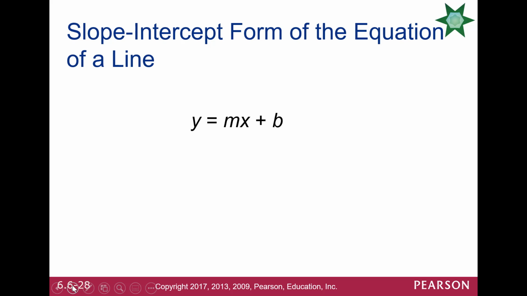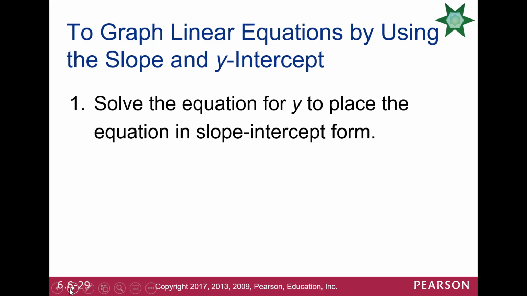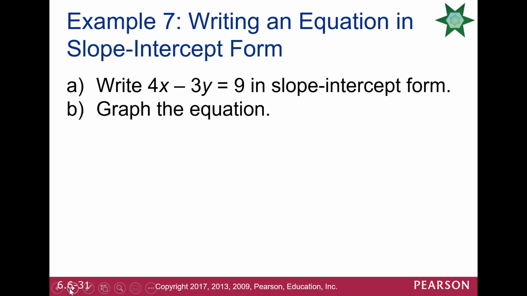If you have an equation in the form y equals mx plus b, we call this slope-intercept form, like y equals 3x plus 2. The coefficient of x, the number multiplied by x, is your slope, and this is your y-intercept. So that's kind of a shortcut to graphing sometimes. So for example, if you can get an equation in that form, it might help you graph.